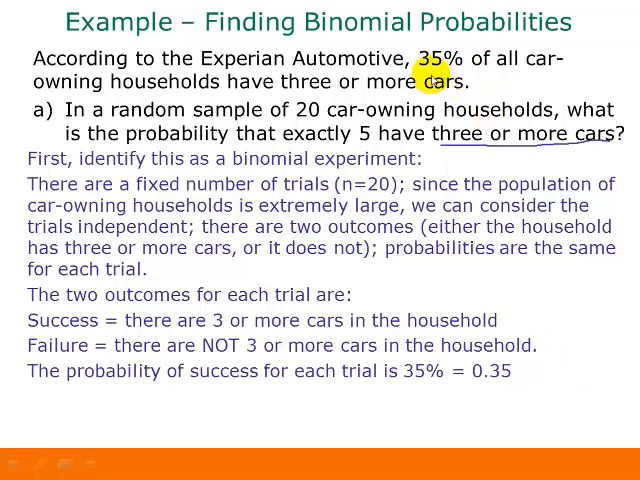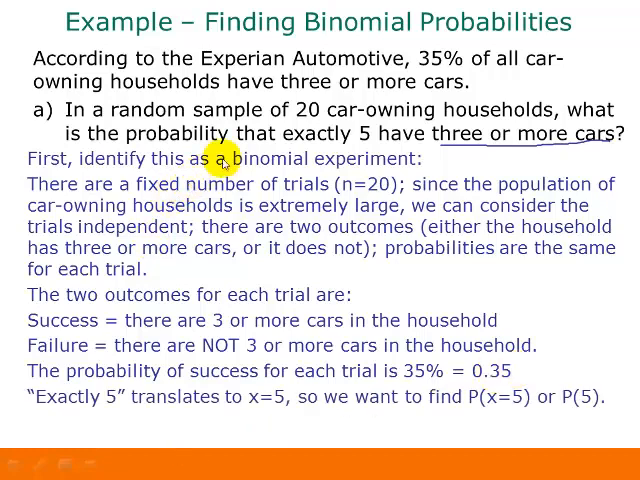And again, since we already know that 35% of the households do have 3 or more cars, that means the probability of success on each trial is 35%, or we have to put this in a decimal form to use our calculator, so this would be 0.35. And the question that we're asking is the probability that exactly 5 have 3 or more cars. So we're looking for exactly 5 successes. This translates to just x is equal to 5. We're looking at just a single value here. So we want to find the probability that x equals 5, or we usually write this as just P of 5.